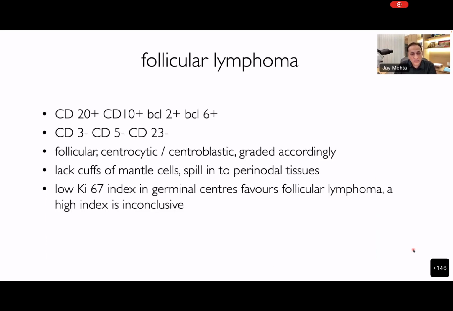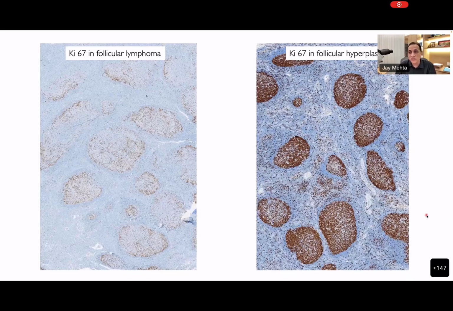Now, a low Ki67 index in germinal centers favors follicular lymphoma. That's paradoxical. You would expect that the lymphoma will have a higher index, but it's the opposite for a follicular lymphoma. In fact, a high index is inconclusive, and I'll show you why. On the right of the screen is a lymph node showing follicular hyperplasia. You can see there's a chock-a-block of Ki67, and that's expected because that is a hotbed of activity. You have so much proliferation going on there.